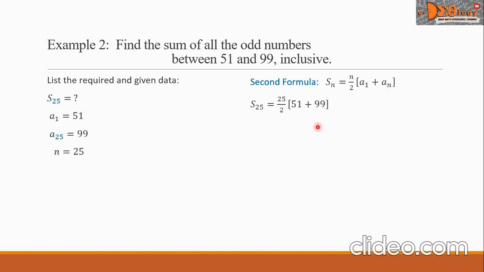Then let us simplify further. This 51 plus 99 is 150. And then let us cancel this 150 and the denominator 2. We will get 75 multiplied to 25. And the product is 1875. This is our s sub 25. This is our final answer.